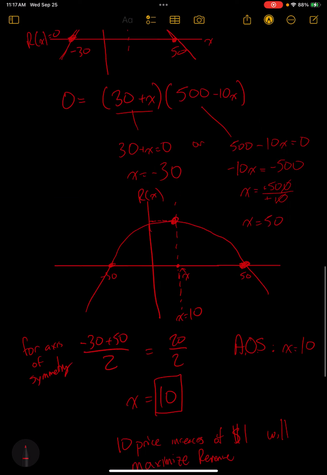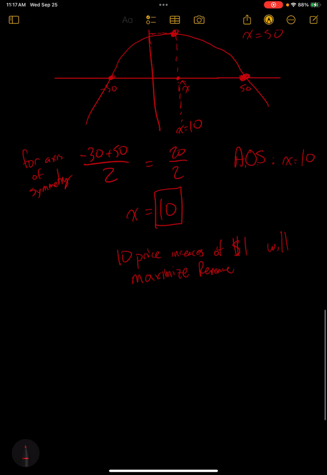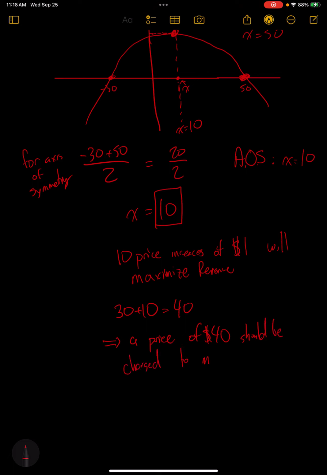But 10 price increases from what? 10 price increases from 30. So 30 plus 10 is equal to 40. So a price of $40 should be charged to maximize revenue.